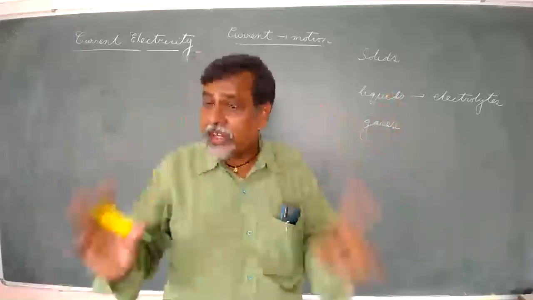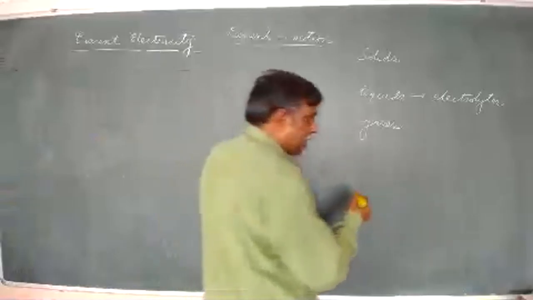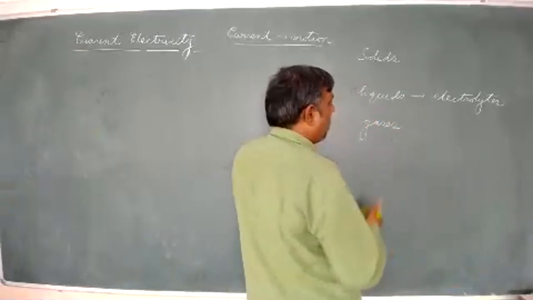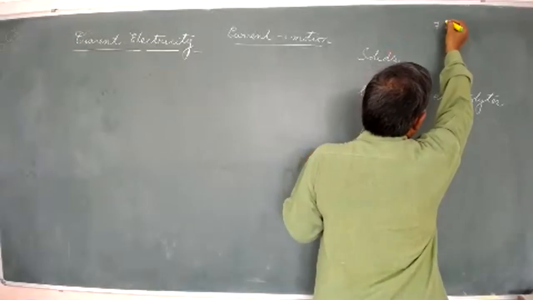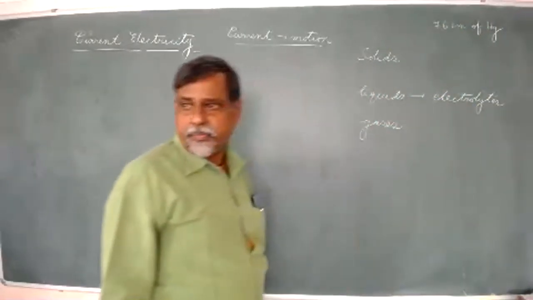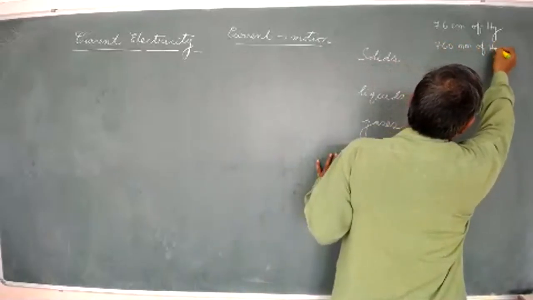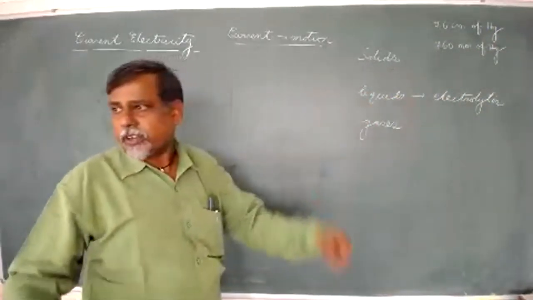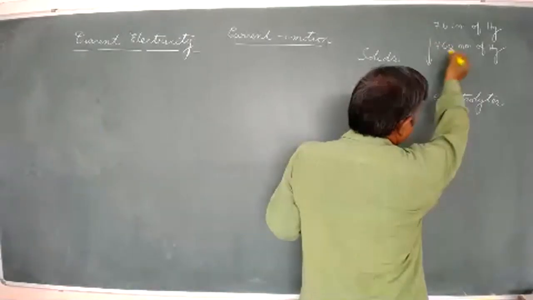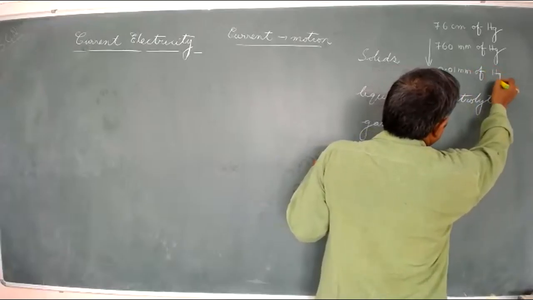But gases also conduct electrical charges under some forced conditions. What are those conditions? The atmospheric pressure has to be reduced drastically. Normal atmospheric pressure is 76 centimeters of mercury, as read on a barometer. Converted to millimeters, that is 760 millimeters of mercury. You need to reduce this normal atmospheric pressure from 760 mm to 0.01 mm of Hg, imagine.